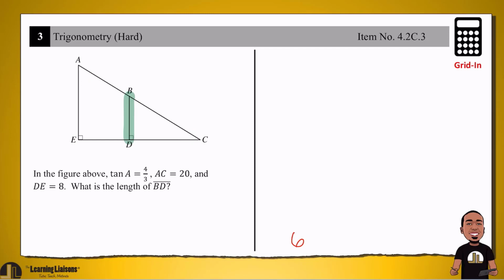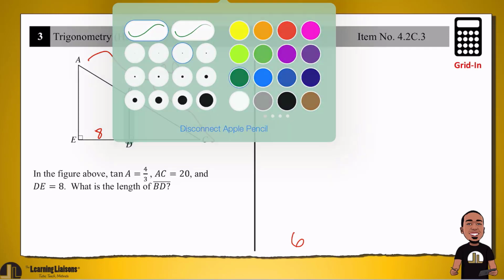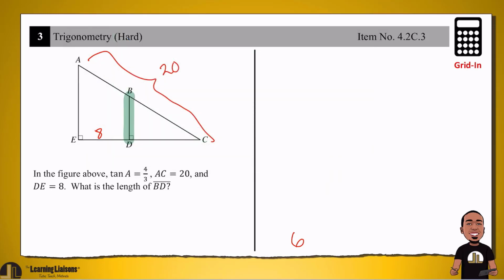I see here that AC equals 20. So the entirety here is equal to 20. And we have DE being 8. And we have tangent of A being 4/3. So I'm going to draw the tangent of A in terms of the ratio, because 4/3 is a ratio. So we have this being the 4 side and this being the 3 side.